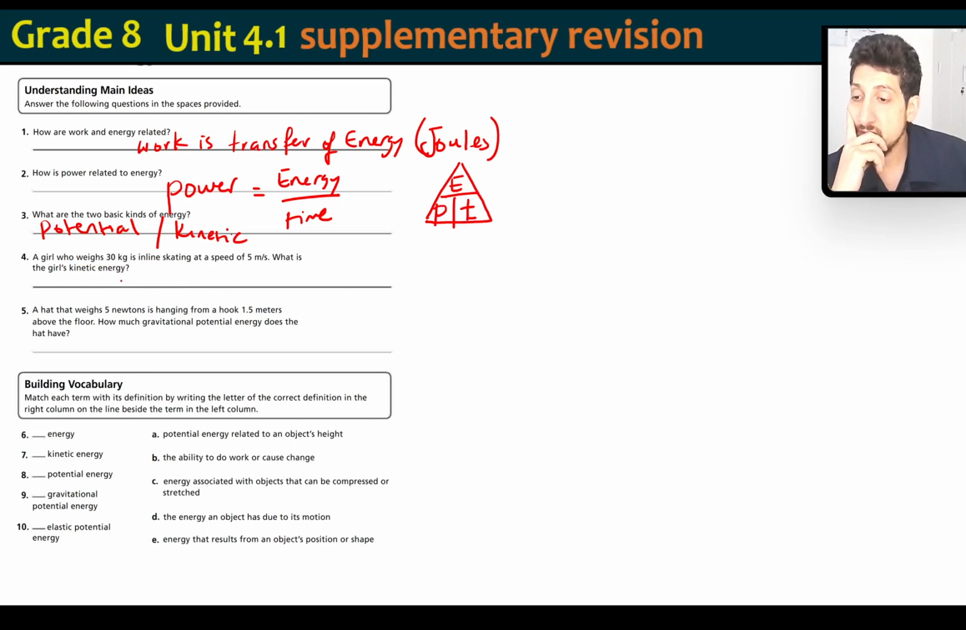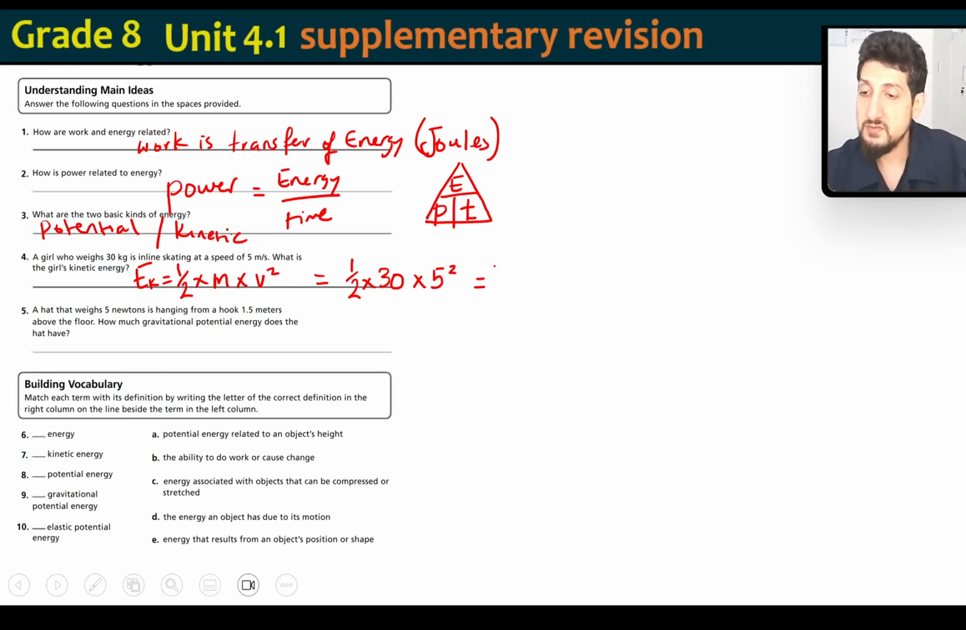We know that the formula for kinetic energy, I'm going to use symbols here: energy kinetic equals half times the mass times the velocity squared. So knowing that, do we have the mass? Yes, it's 30 kilograms, so it's going to be half times 30 times 5 squared, which is equal to 25 multiplied by 15, which is equal to 375 joules.